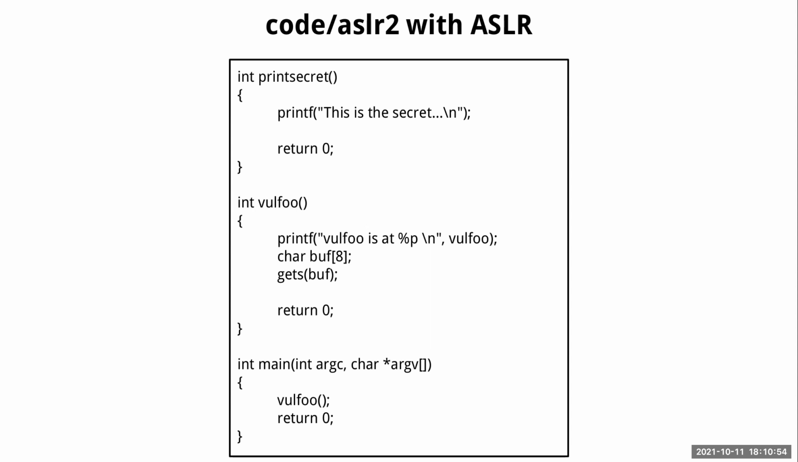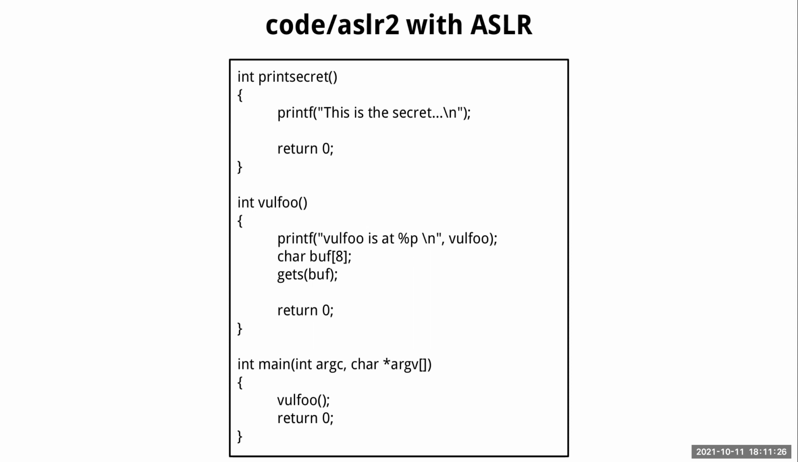Then you get the input from stdin. Then you check how big that buffer is. The goal here is to overflow this function so that when it returns, instead of returning to the main function, we return to print secret. This is similar to our very first buffer overflow return address example.